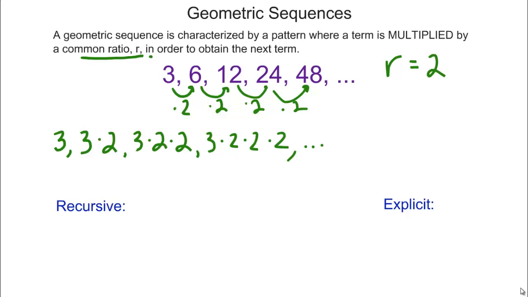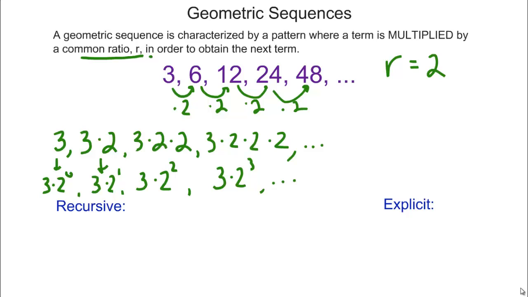How many times are we multiplying each term by 2? Well, this is 3 times 2 to the 0th power, because we're not multiplying by any 2s at all. 3 times 2 is, of course, 3 times 2 to the 1st. Here we have 3 times 2 squared, 3 times 2 cubed, etc.